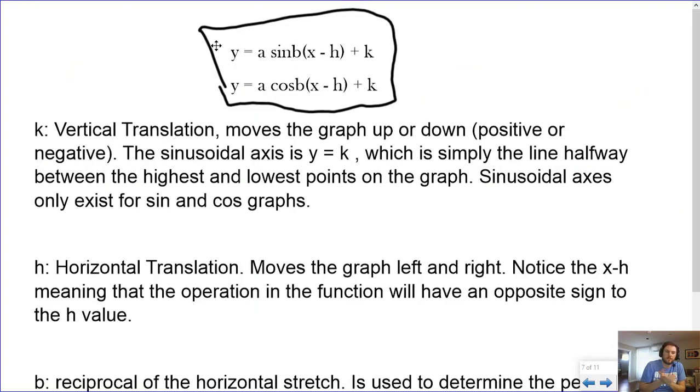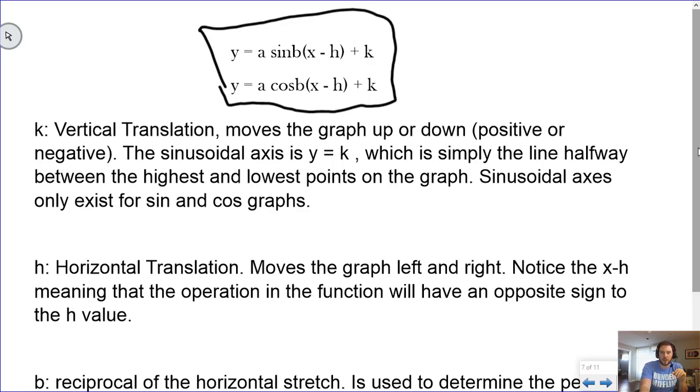So k is our vertical translation. What that does is it moves my graph up and down. Positive will be up, negative will be down. And our sinusoidal axis, the axis that cuts my graph in half, is always at y equals k. So that's just that halfway line. The sinusoidal axis only exists for sine and cosine because tangent's a little different.